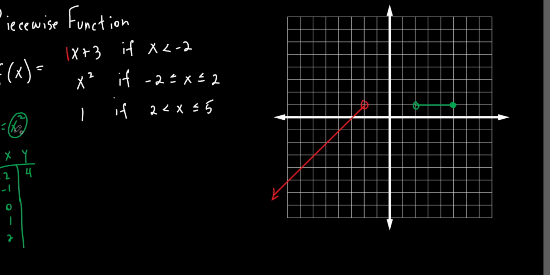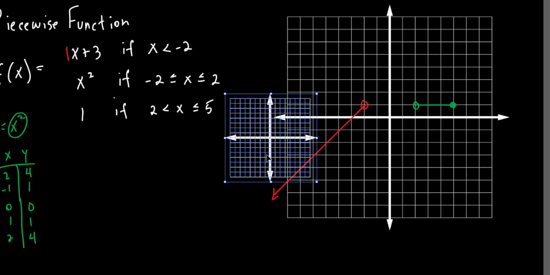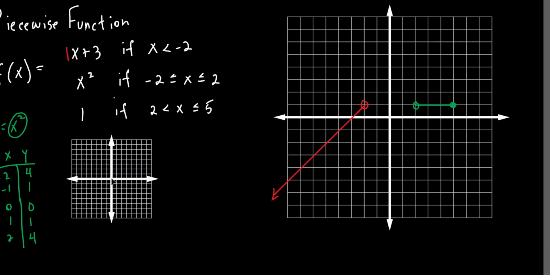Let's put a negative 1 in for x. It's positive 1. Put a 0 in for x. 0. Put a positive 1 in for x. Put a 2 in for x. Positive 4. So this is what our graph's going to look like. Tell you what, I'll put a little graph down here.